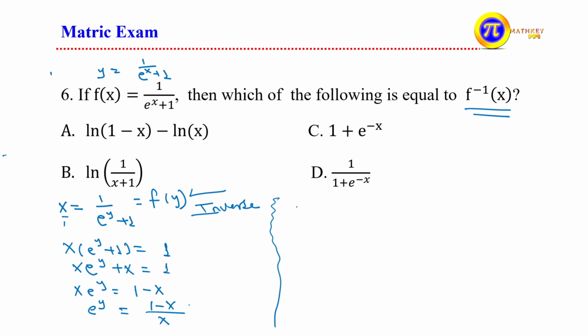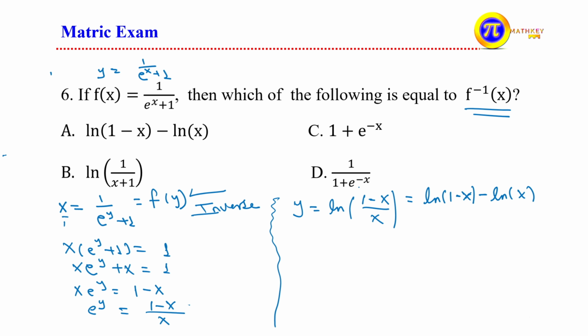This shows that y is equal to ln of both sides. Take ln of both sides. This is ln of 1 minus x over x. For the quotient of this logarithm, we say that if you come across such a quotient, we take the difference. That means this is ln of 1 minus x minus ln of x.